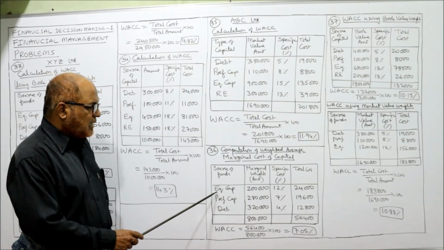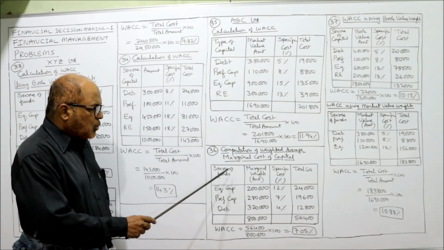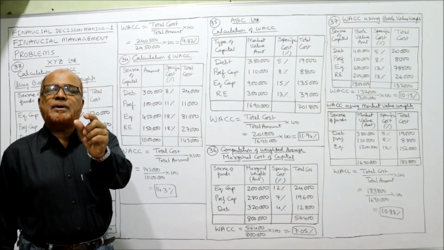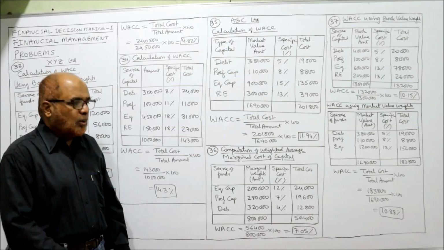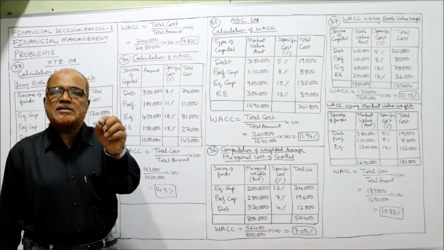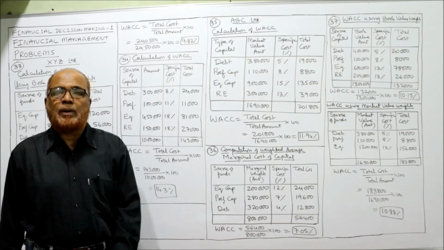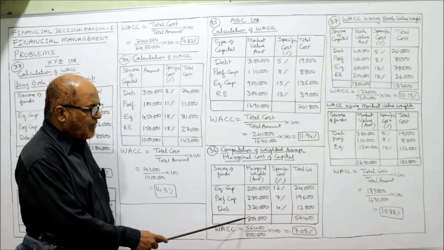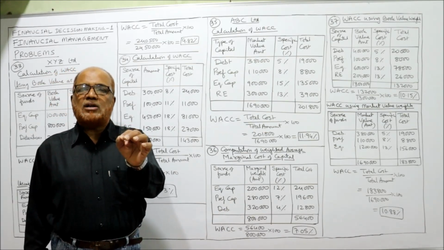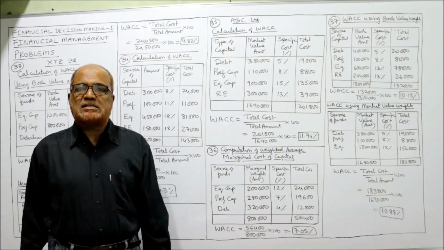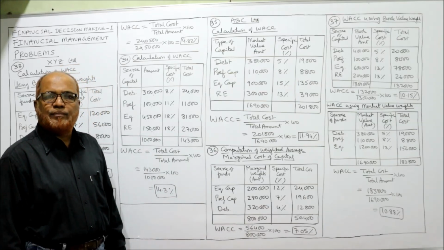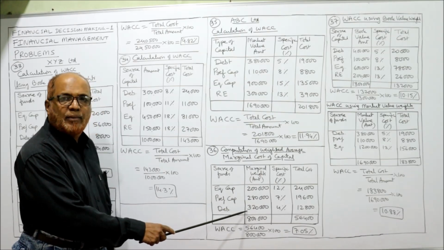So sources of funds: equity, preference, debenture. Total funds required are 8 lakh. Out of 8 lakh, 25% should be equity, so 25% of 8 lakh comes to 2 lakh. 35% is preference as given in the problem, so 35% of 8 lakh, you will get 2,80,000. 40% of 8 lakh is debentures, so 40% of 8 lakh, 3,20,000 debentures. These are the marginal amounts.